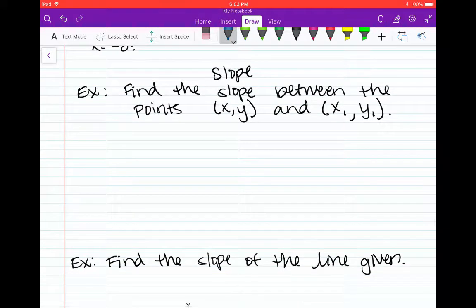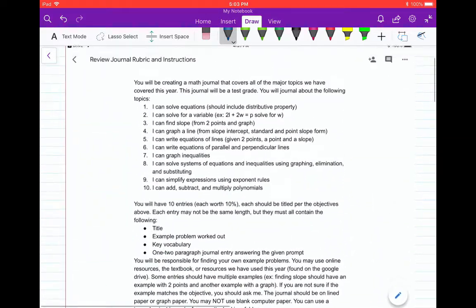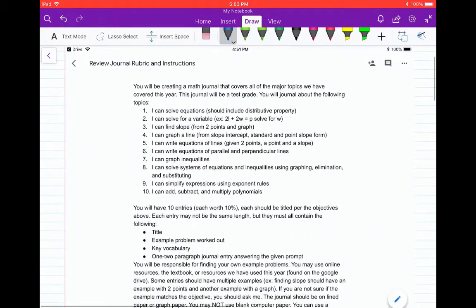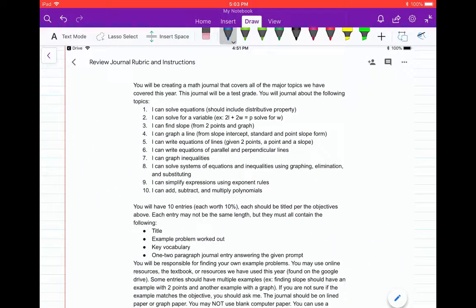Now, another one of the objectives is about slope. And you'll notice the objective says, I can find slope from 2 points and a graph. So that means you need 2 examples for this one. For number 4, it says, I can graph a line from slope-intercept, standard, and point slope. So you need 3 examples there, 1 of each. This one is 2 examples.